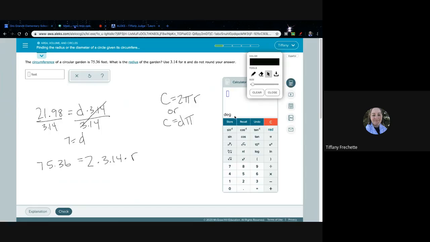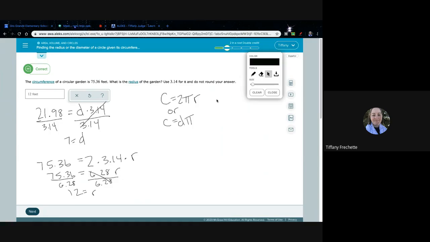So now we're going to go to our calculator here, and we have 3.14. Can probably do this one without a calculator, but I'm going ahead and using the calculator. So we have 75.36 equals 6.28 r. We're going to divide by 6.28 on both sides. These cancel. r comes down by itself. We're going back to our calculator: 75.36 divided by 6.28, and that gives us 12. All right, so we get 12 feet for our radius. Okay, check. Perfect.